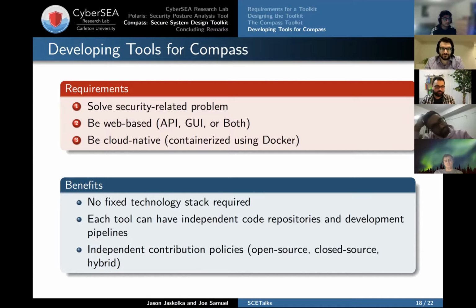So there are three main requirements that need to be followed if the tool needs to be considered for being added to Compass. One is that it needs to solve a security-related problem. Now, remember, Compass Toolkit is for tools relating to secure system design. But they're fairly broad as well. So there are a lot of opportunities for different types of tools and different challenges to be taken up there.